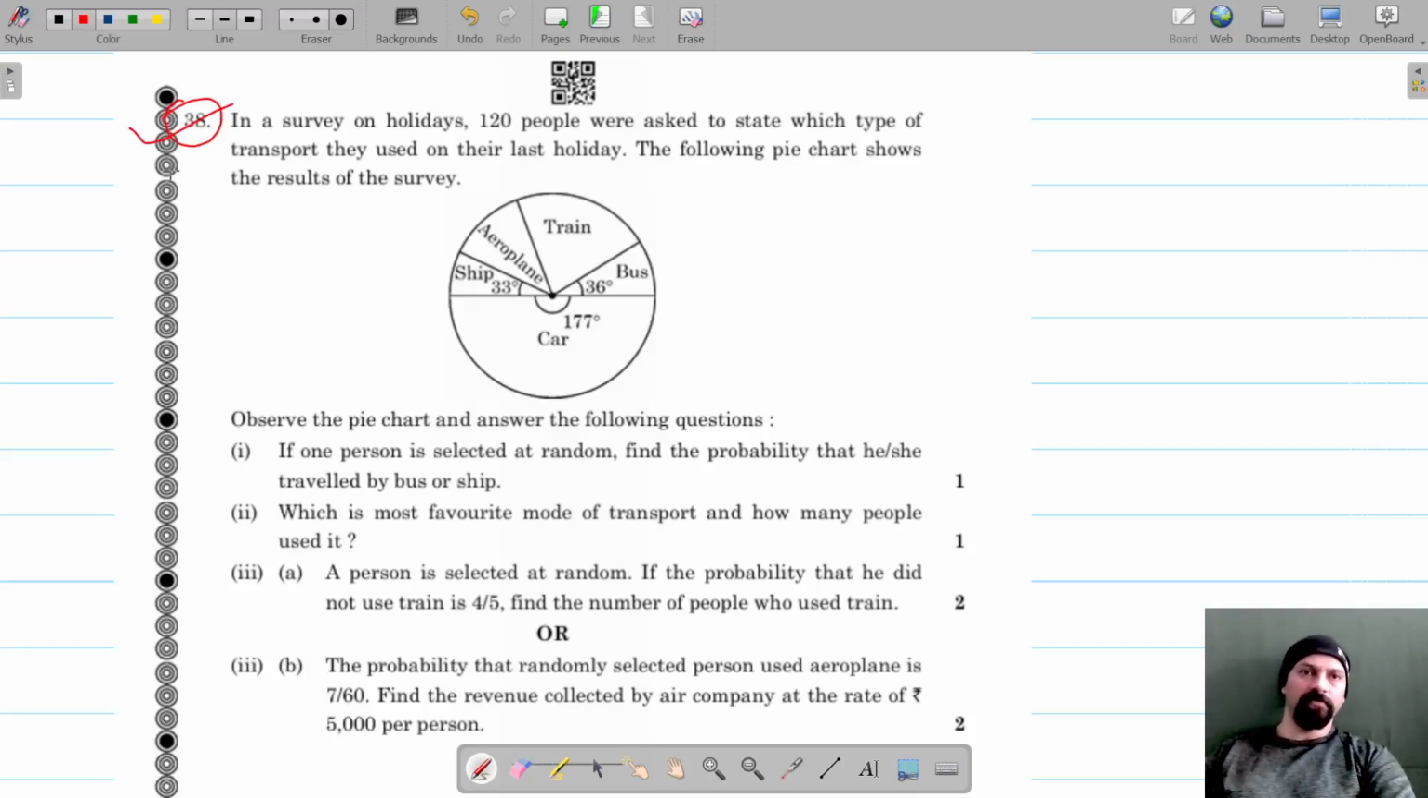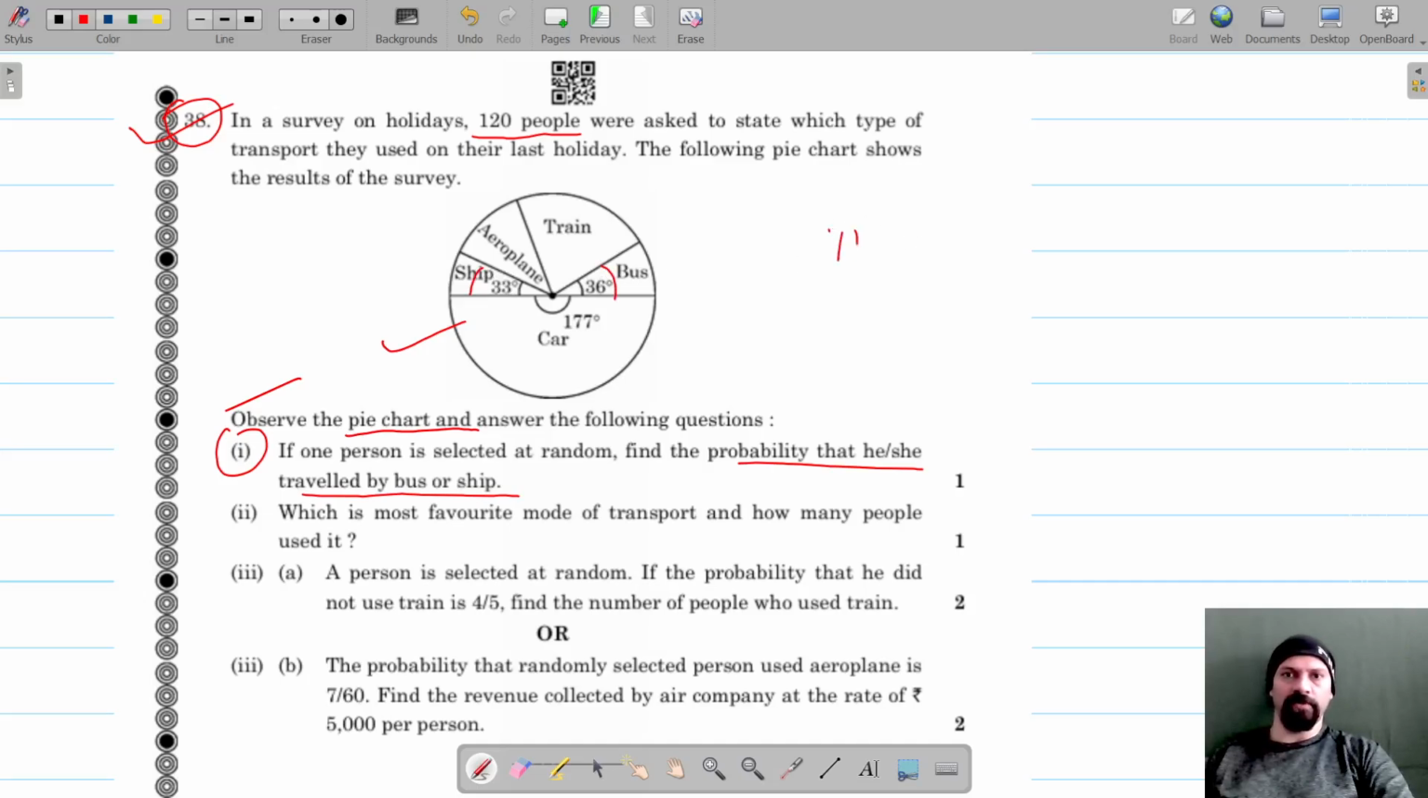For the final one, that is question number 38, the survey was done on 120 people for holidays, and it was collected which type of transport they used on their last holiday. The following pie chart was prepared, and over the pie chart we have to answer the following questions. For the first one, if one person is selected at random, find the probability that he or she traveled by bus or ship.